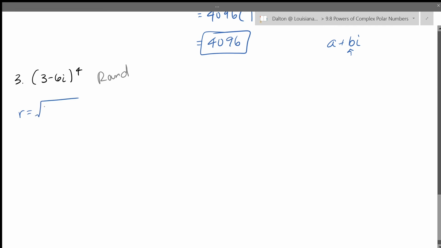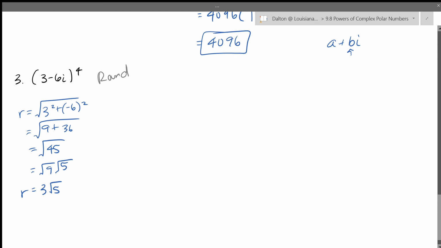R is going to be the square root of 3 squared plus negative 6 squared. So it'll be the square root of 9 plus 16, which is going to be, oh, nope, not 16. Negative 6 squared is going to be 36. 9 plus 36 will be the square root of 45, which can be reduced because 9 is a factor of 45, and it goes into 45 5 times. The square root of 9 is 3. Okay, so r can be written as 3 square roots of 5.